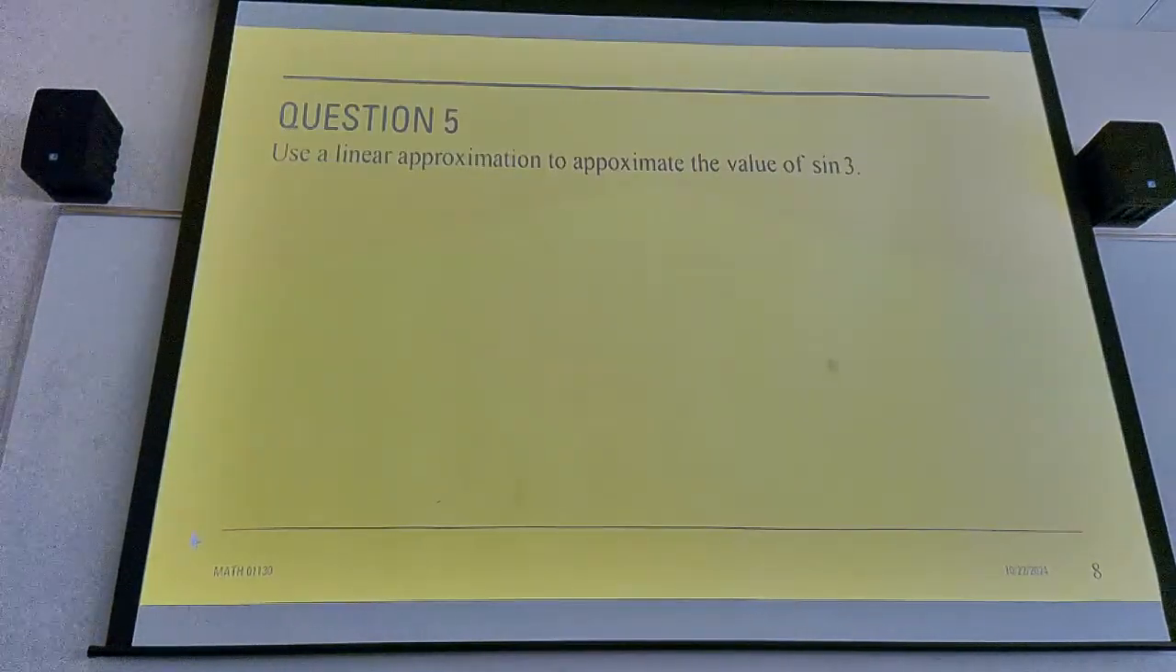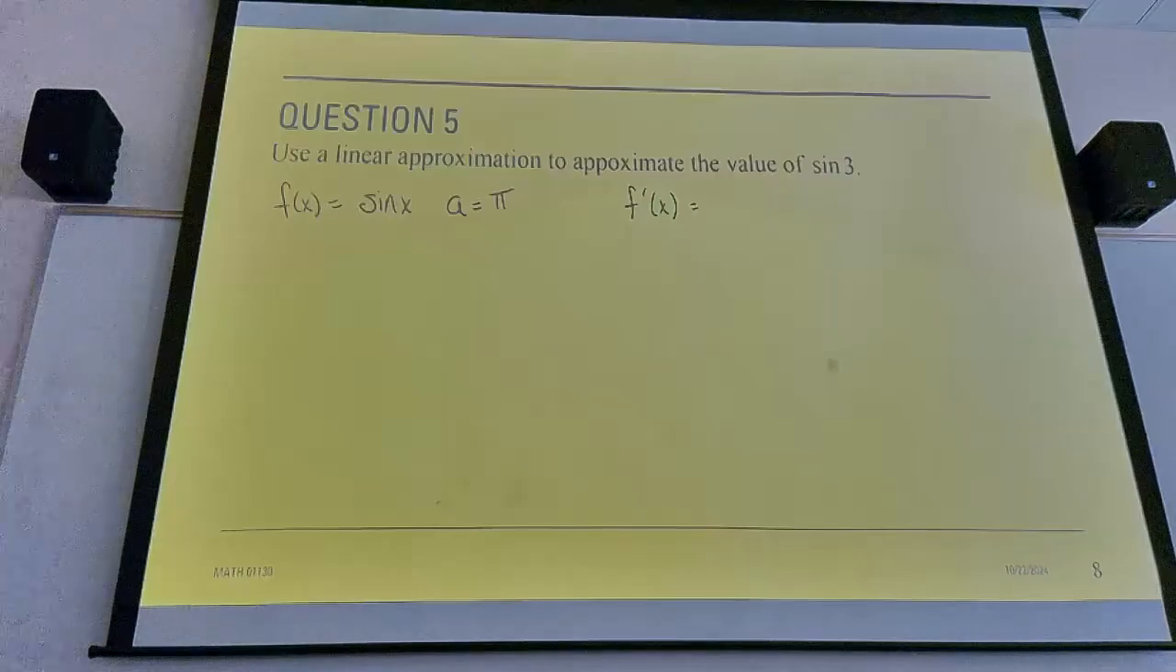Sine of 3. What's F? What should we take for our A? Pi. What is F prime? At pi.